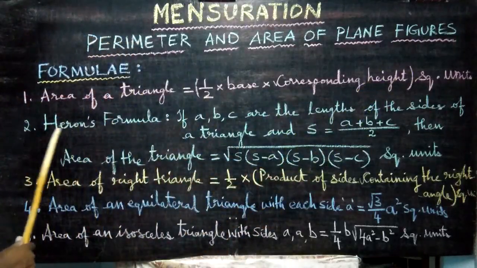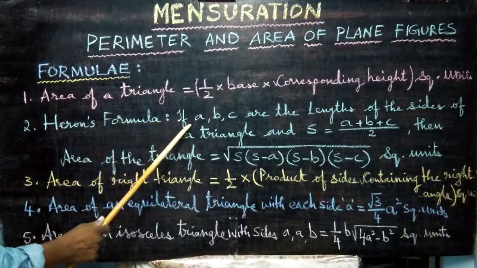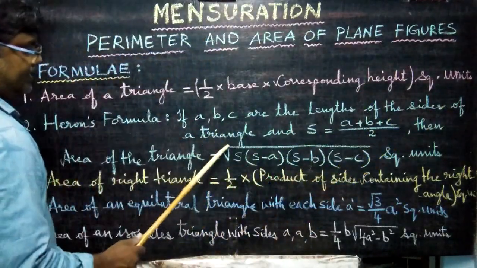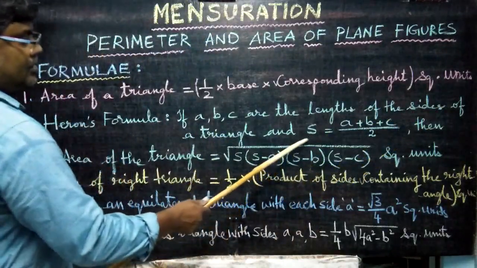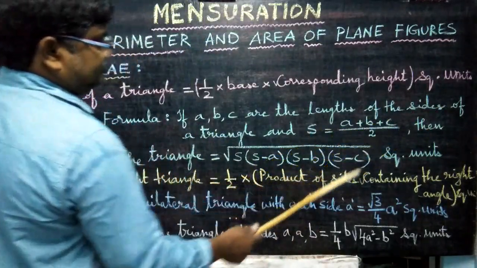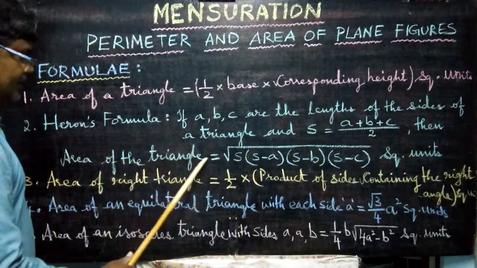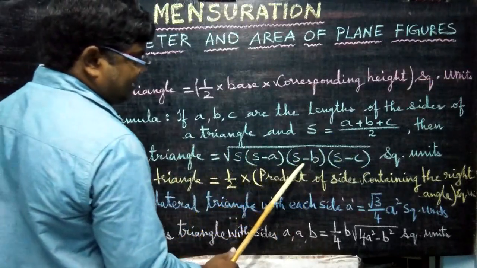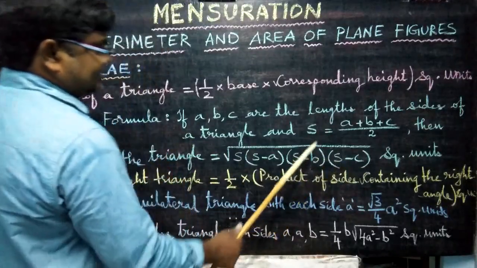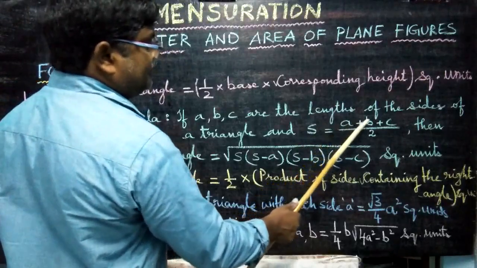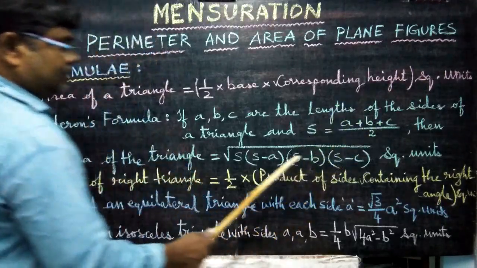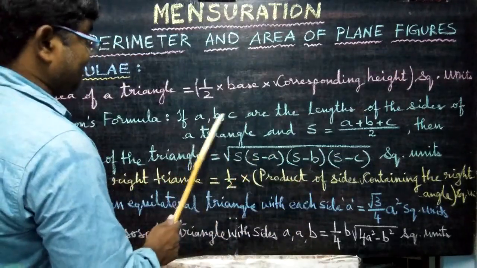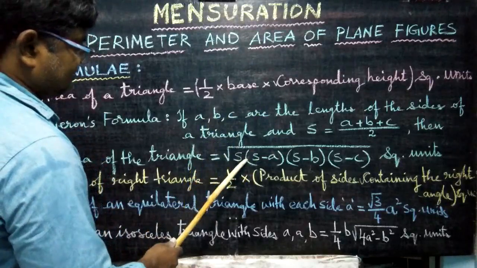Next, the second formula, Heron's formula. If a, b, c are the lengths of the sides of a triangle, then s is equal to a plus b plus c by 2. Then the area of the triangle is equal to the square root of s into s minus a into s minus b into s minus c. What is the value of s? a plus b plus c by 2. Are you able to follow? This formula we are going to use when no side is equal, for scalene triangles.